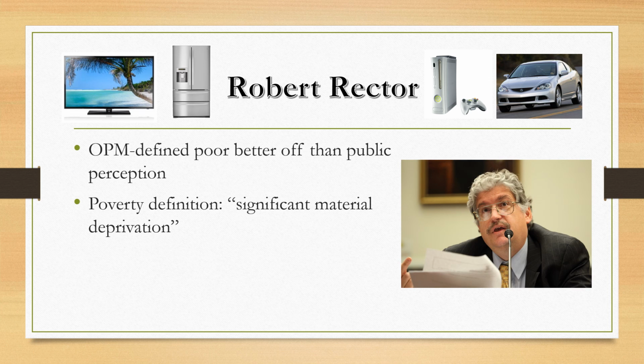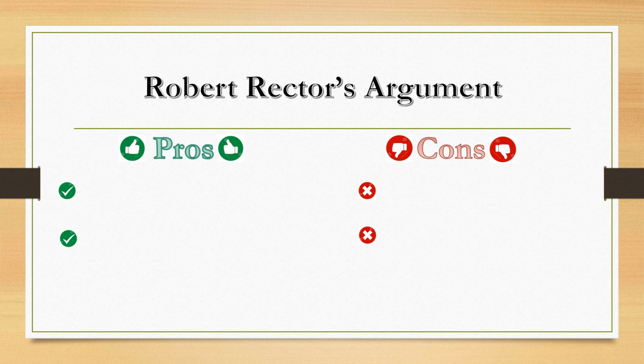Robert Rector, a leading presence in poverty studies, also implicitly disagrees with the OPM as an appropriate measure for poverty. He has found through his studies that the OPM-defined poor are better off than the public perceives them to be, thus creating a society in which poverty is misunderstood and, in his implicit belief, misaddressed. He defines poverty as significant material deprivation through his research on the various amenities that the OPM-classified poor possess.